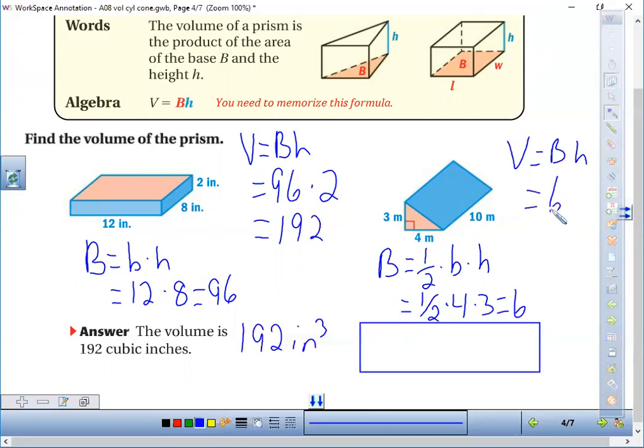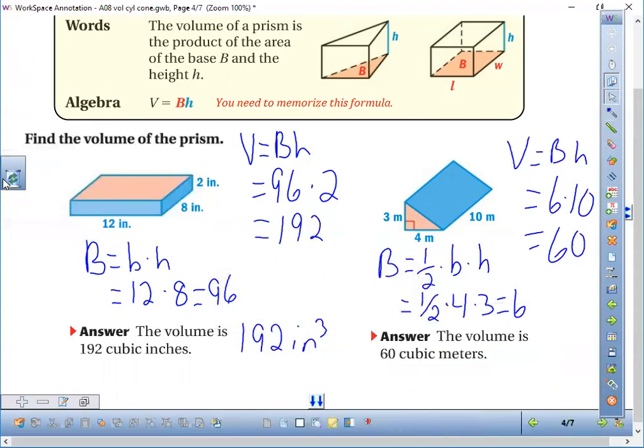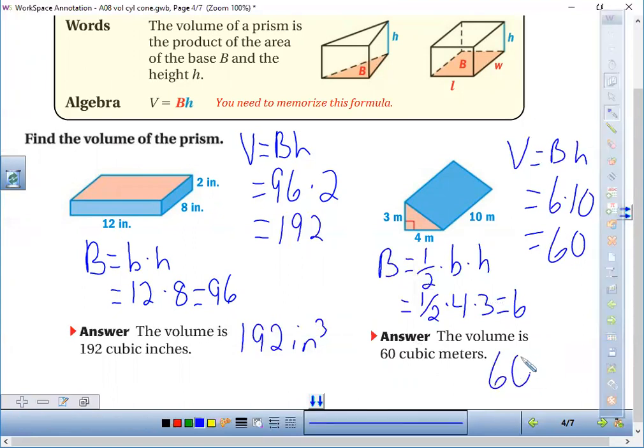So we get 6 times the height of the triangular prism. Well, again, from the base to the base, that is going to be 10 meters. So 6 times 10, which is 60. So the volume is 60 cubic meters. Don't ever forget your label. And then again, you could call that 60 cubic meters in this form. So that's how you find the volume of a prism.